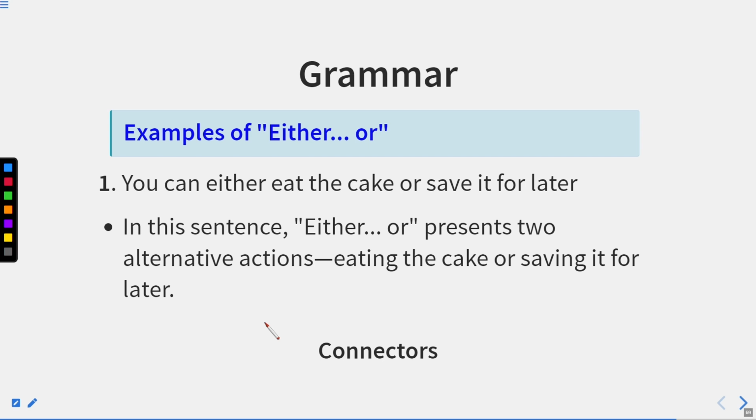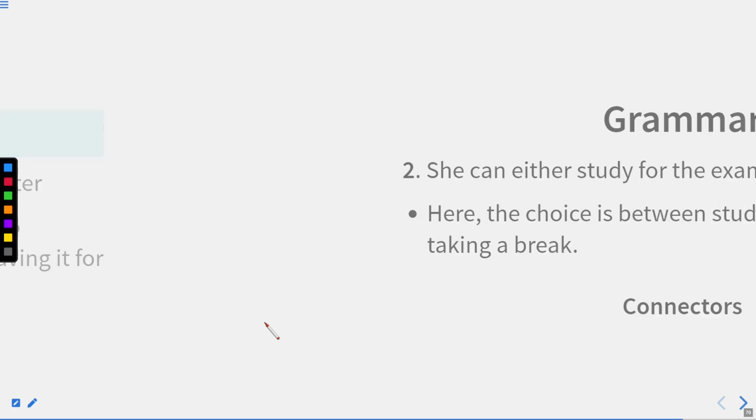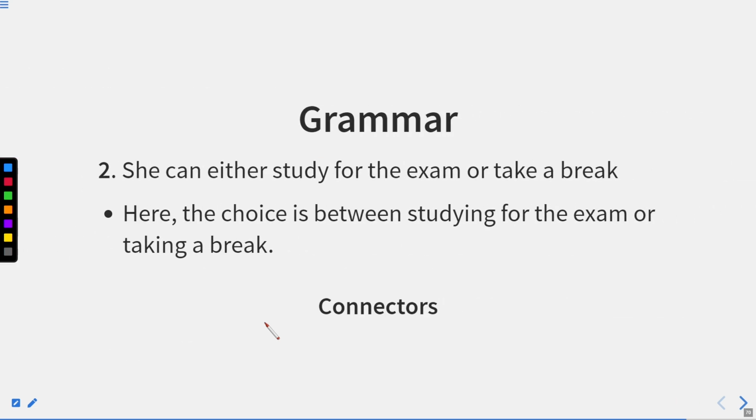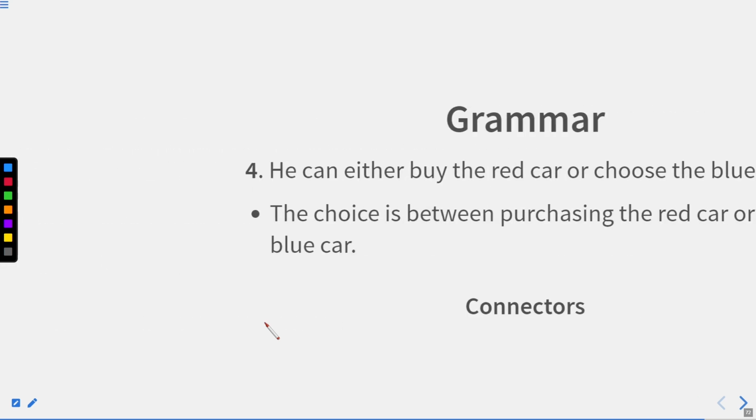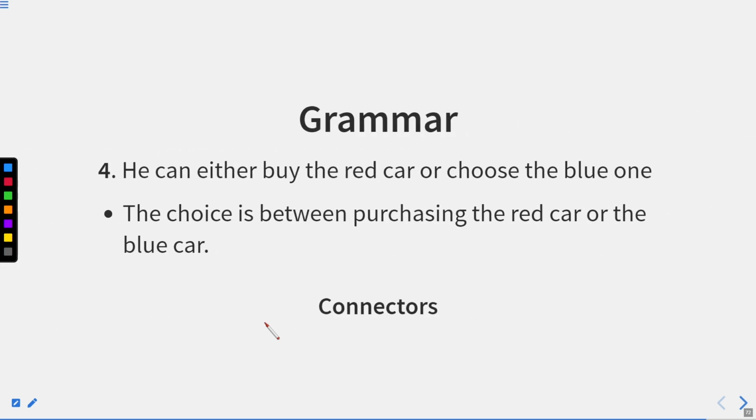Examples of either or. Now we'll read some examples of either and or. You can either eat the cake or save it for later. So in this sentence, either or presents two alternatives or actions, that is, eating the cake or saving it for later. She can either study for the exam or take a break. Here, the choice is between studying for the exam or taking a break. You can either attend the meeting in person or join it via video conference. This example offers two alternatives for participating in the meeting. He can either buy the red car or choose the blue one. So, this choice is between purchasing the red car or the blue car.